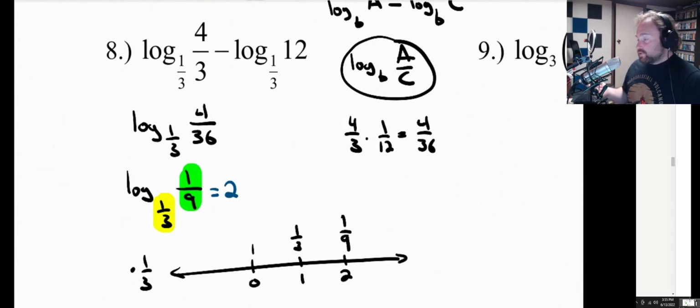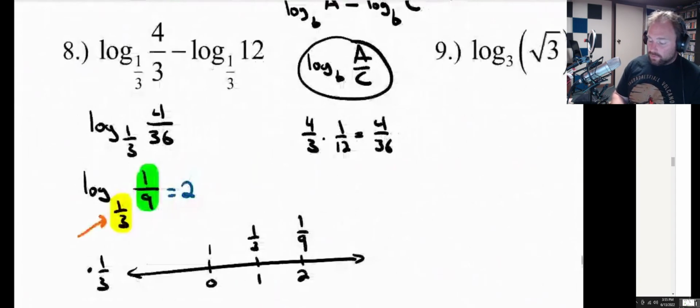Now, I know this seems like a contradiction of what I just said about the fractions giving you negative numbers, but keep in mind that this time the base of the logarithm is actually a fraction itself. So as we go to the right, we're going to get smaller numbers. If we go to the left, we get bigger numbers. That's the opposite when it comes to something with a whole number like this one.